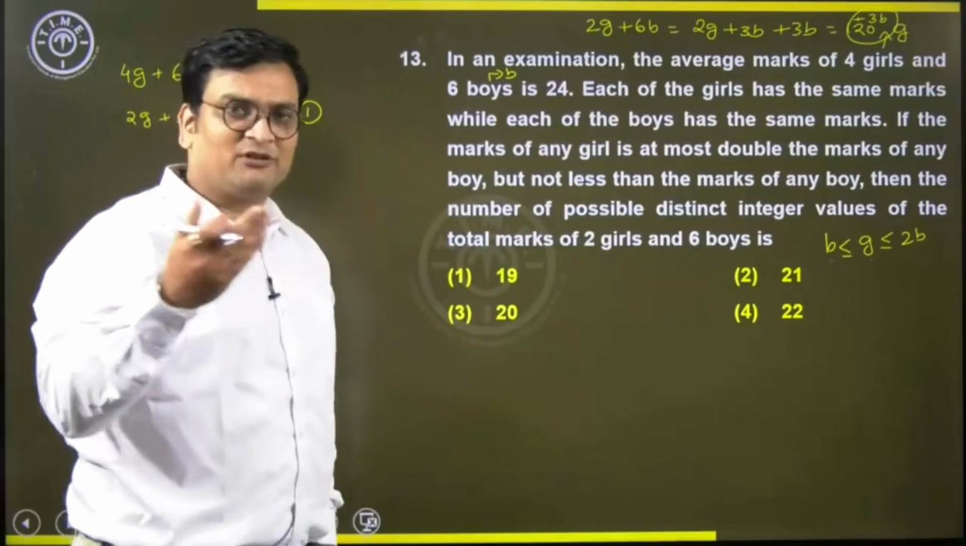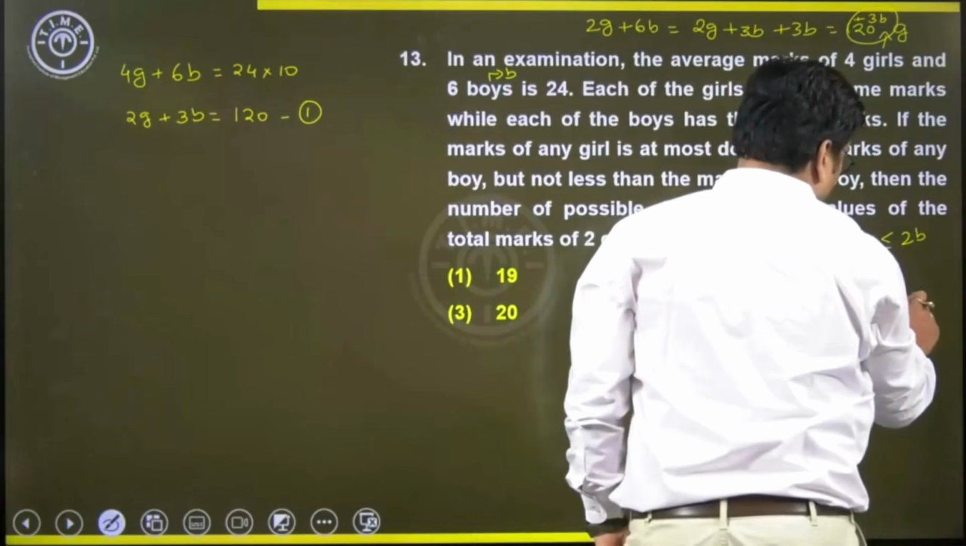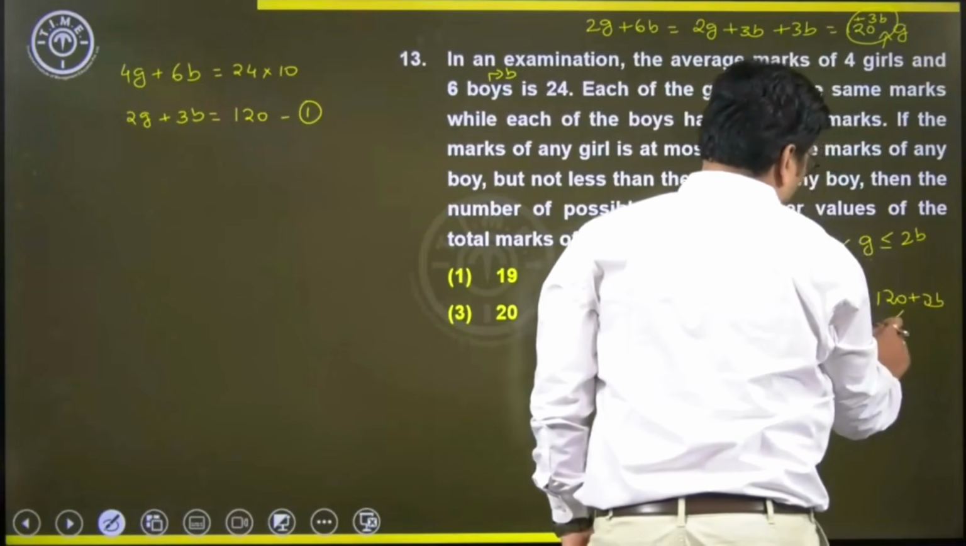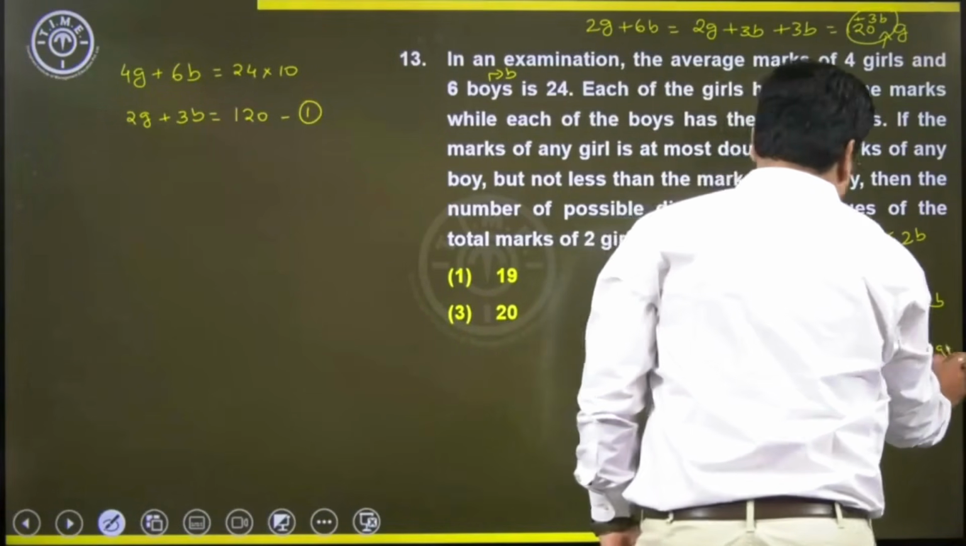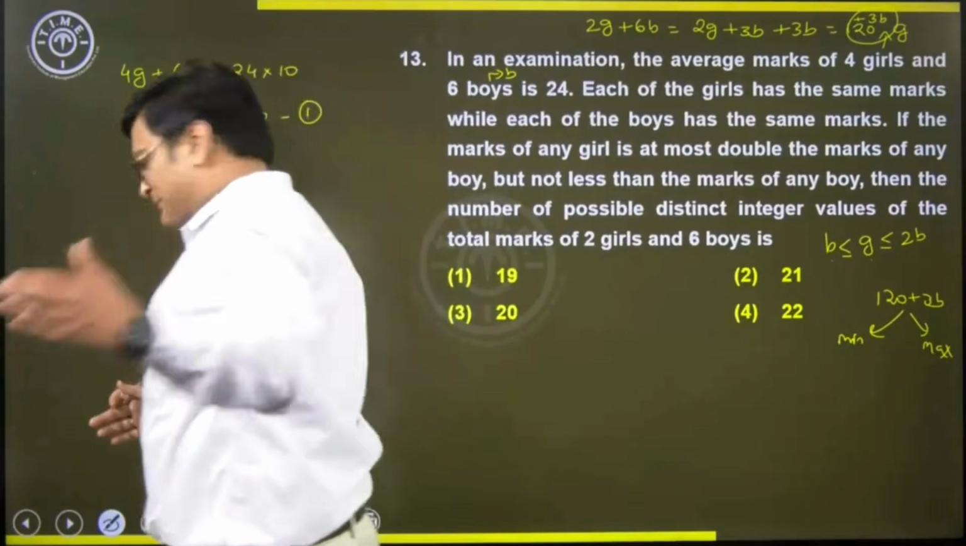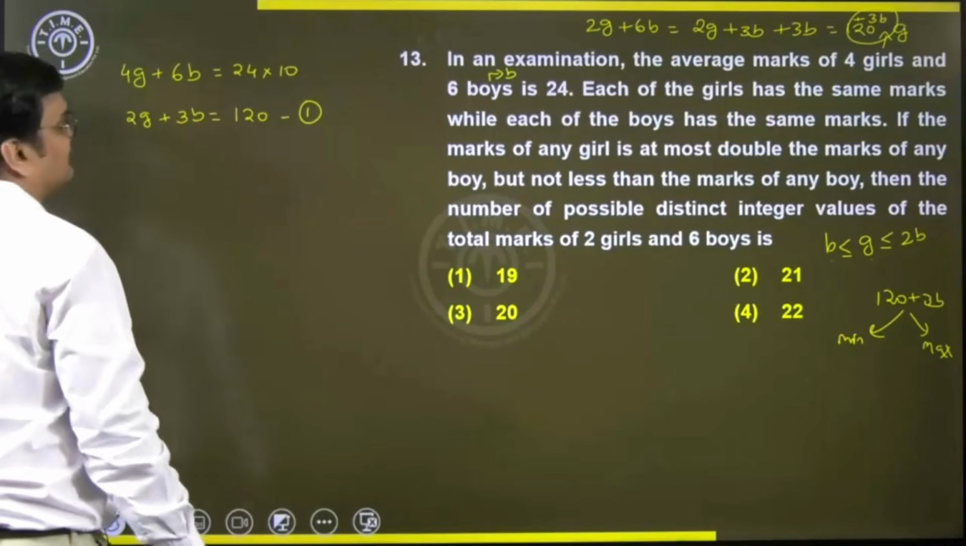So, to find the number of distinct integer values, only integer values for that particular expression 120 plus 3B, clearly, if you want the number of distinct integral values, what is its minima? We need to calculate that. What can be the minimum value for this? What can be the maximum value for this? And from that minima to maxima, we need to take all the integer values. Okay, let us go for this.